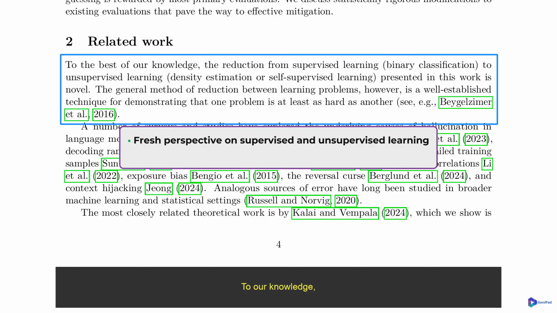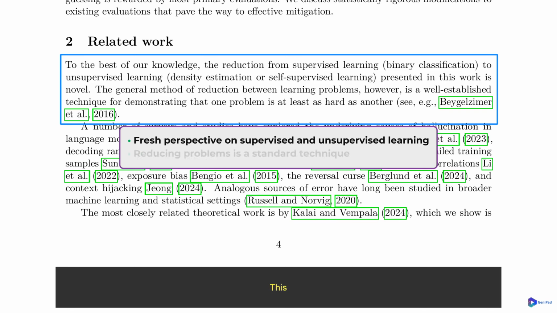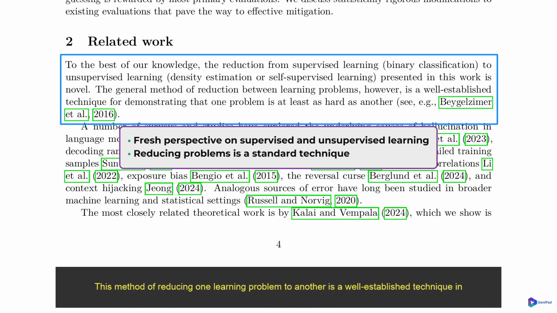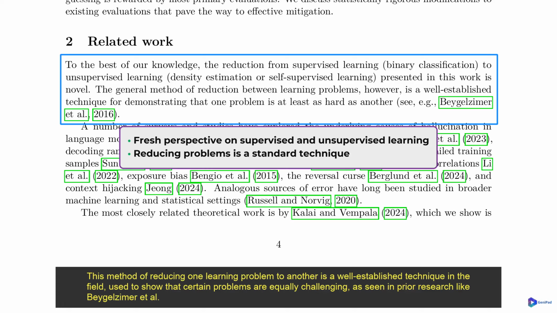To our knowledge, the connection we draw between supervised learning, like binary classification, and unsupervised learning, such as density estimation, is a fresh perspective. This method of reducing one learning problem to another is a well-established technique in the field, used to show that certain problems are equally challenging, as seen in prior research like Bagel-Zimmer et al. 2016.